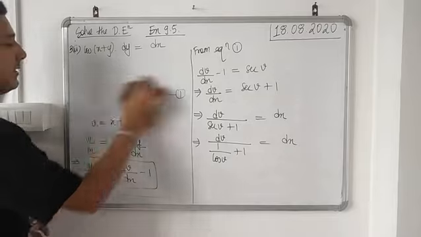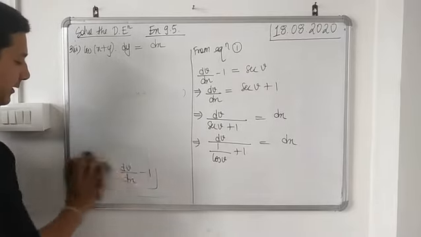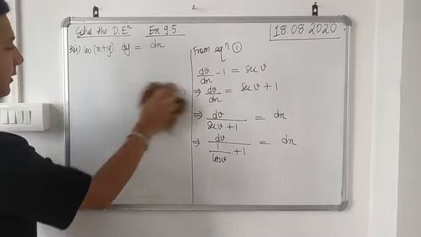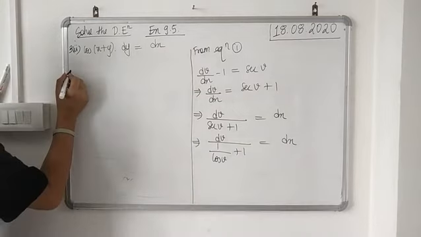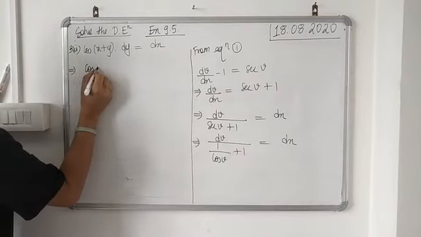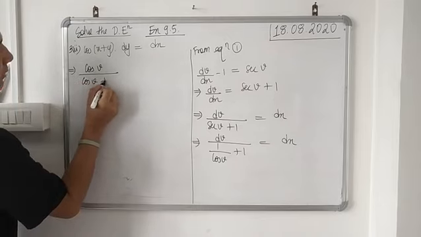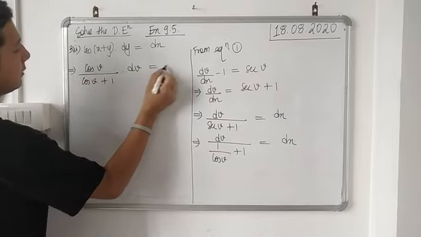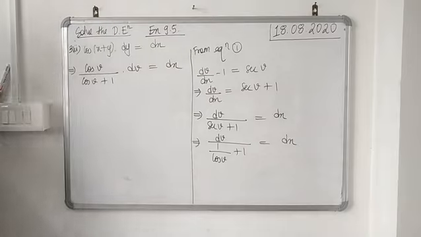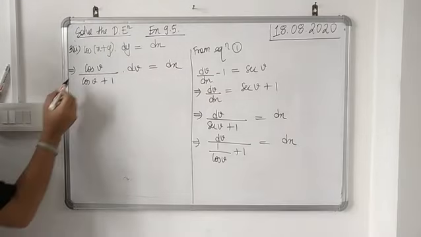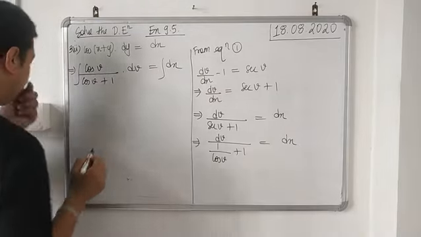We will be taking the LCM, which is cos v. After we take the LCM, we will be getting numerator cos v divided by denominator cos v plus 1, into dv, equals dx. So now the variables have been separated. So now we can take the integration sign.